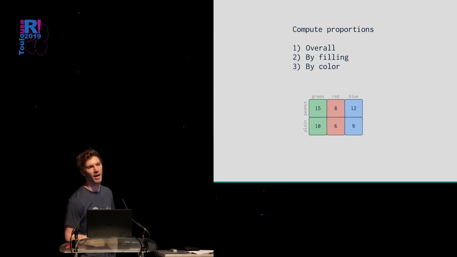What we're going to do is look back at bags one last time and say, we want to compute some proportions here. First, we're going to sum up the total counts and do an overall proportion just by dividing by that total number. Then we're going to do it row-wise by filling, peanut or plain. And then we're going to do it by column, doing it by color.